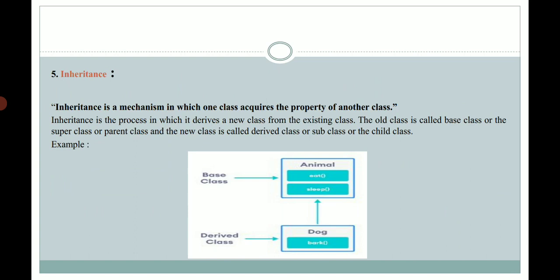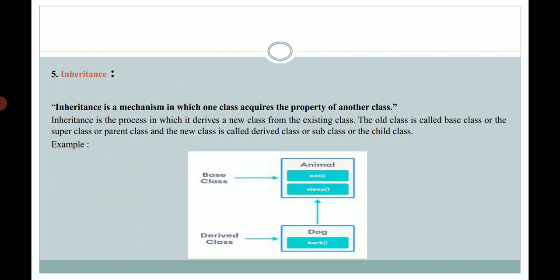Next concept is inheritance. Inheritance is a mechanism in which one class acquires the properties of another class. It is a process in which a new class is derived from the existing class. The old class we can call the base class, superclass or parent class. And the new class is called the derived class, subclass or child class.